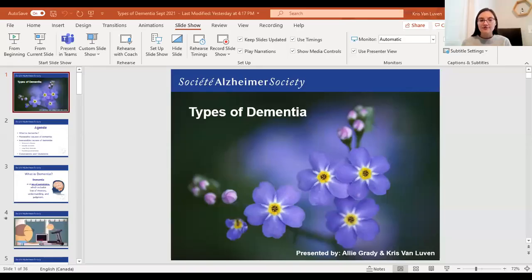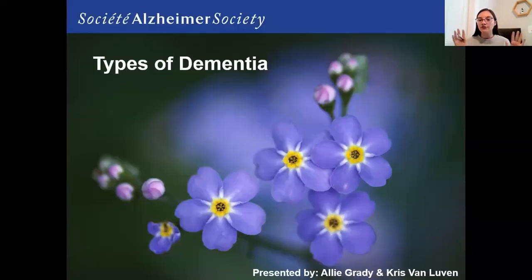All right, so today we're talking about the different types of dementia. This is kind of an overview of them. We're not going into extreme depth on any, but enough that you can understand that there are a few different types, and that there are different symptoms and causes of each.